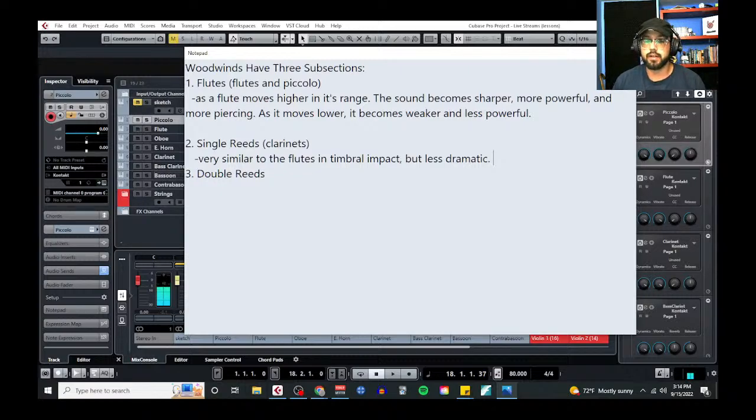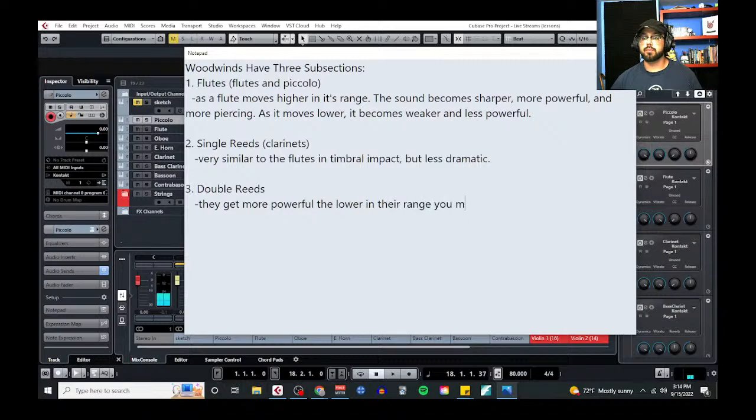We're going to talk about how the flute, and the piccolo especially, are very dangerous instruments to spend too much time playing super high in their range for a couple of different reasons. The single reeds are similar. You don't want to spend too much time in their upper register, but they have a little more control. They don't have as dramatic a difference. Now, the double reeds are kind of the odd man out. They get more powerful the lower in their range you move, and less powerful the higher you go. And so these are the patterns that establish the three different subgroups.